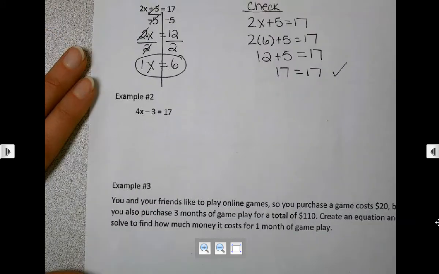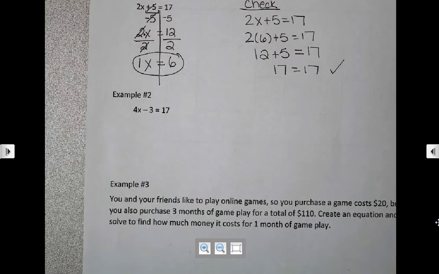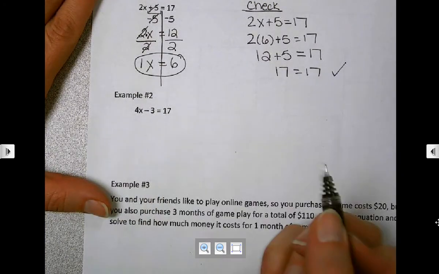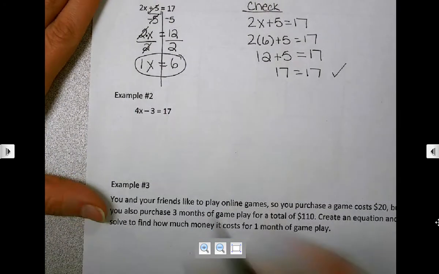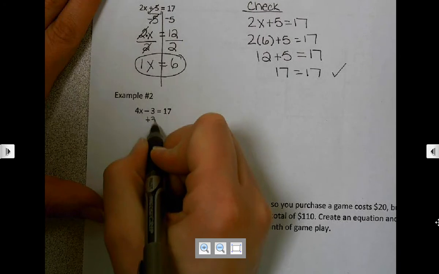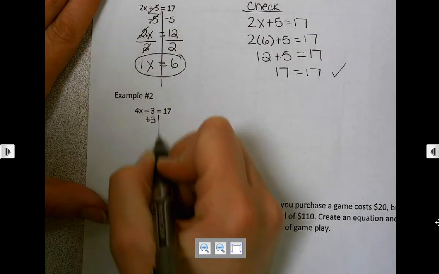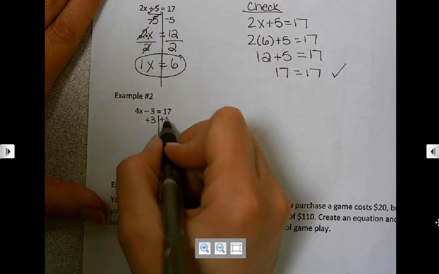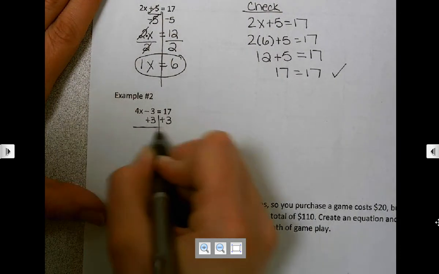Let's take a look at example number 2. 4x minus 3 equals 17. I'd like you to pause the video, try it out, and come on back. Hopefully you pause the video. The first thing that we're going to focus on is the subtracting 3 or negative 3. The inverse operation is plus 3. We have to remember that what we do to one side of the equation, we want to do to the other. So we are going to add 3 to the 17 as well.